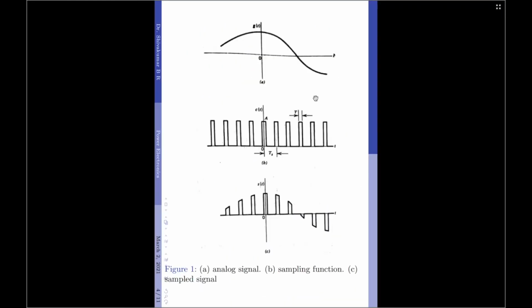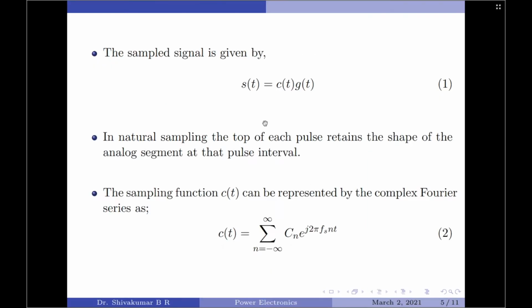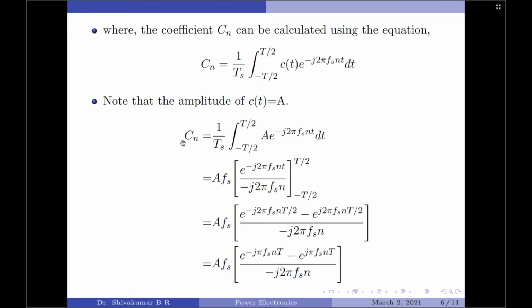Now, noting that from the waveform of c of t, the amplitude of c of t is A, I will substitute c of t equals A into this equation. So, Cn equals 1 by Ts integral of c of t replaced by A, and the rest of the equation retained as it is. Now, let us take A to the constant term, that is A multiplied by 1 by Ts equals fs.